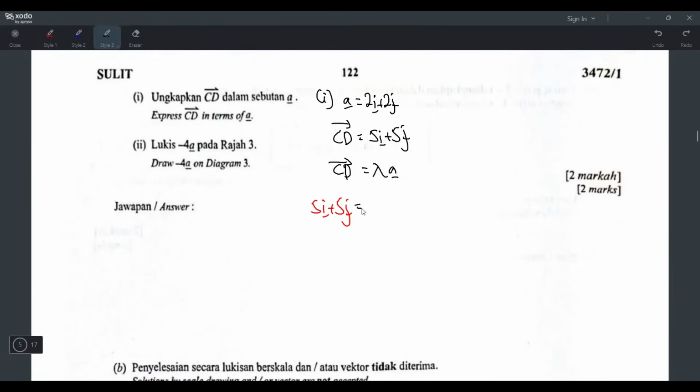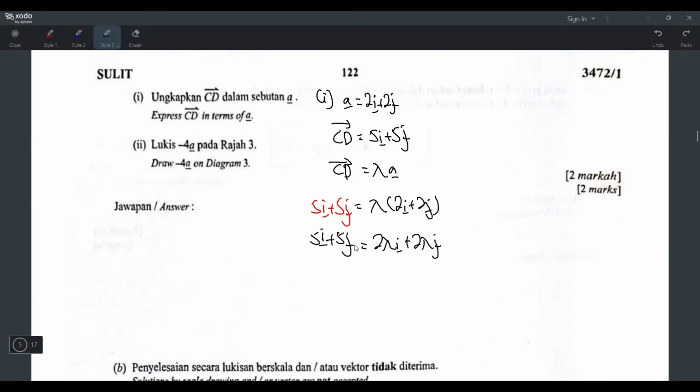Okay, so CD is 5 plus 5 equals lambda A, where A is 2i plus 2j. Don't forget, we are trying to find the lambda here. So I expand the lambda: it becomes 2 lambda i plus 2 lambda j. And then this one is 5i plus 5j. And then you compare.